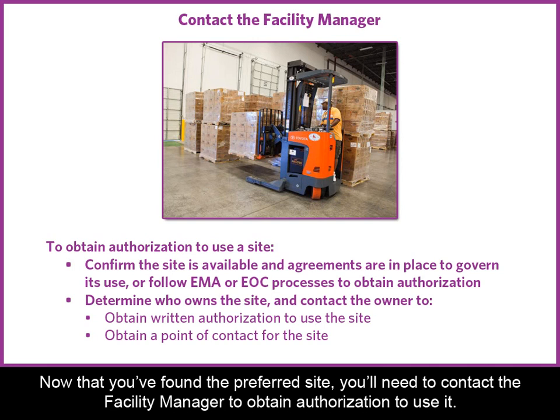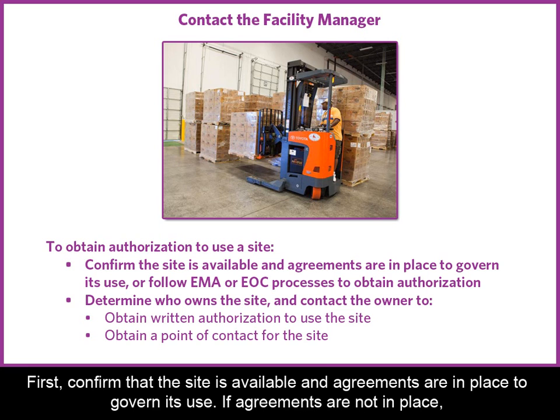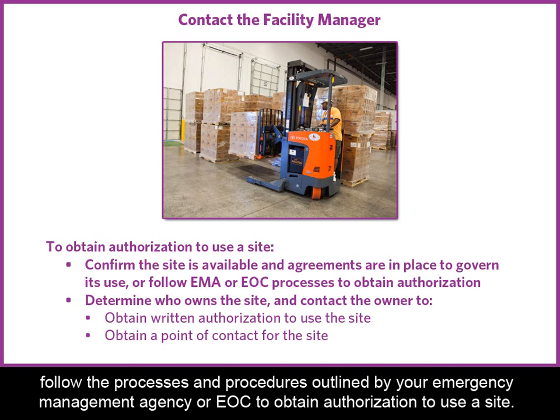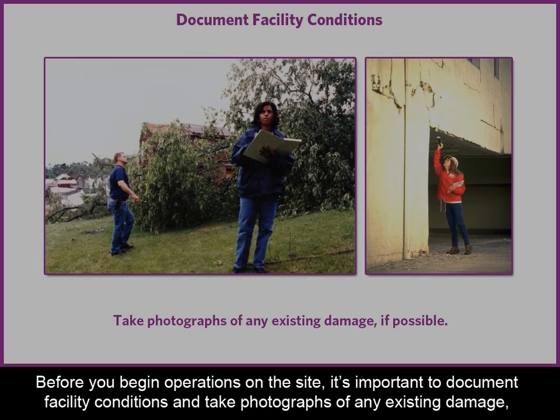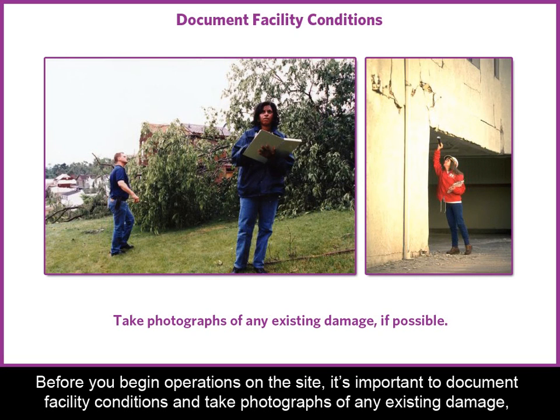Now that you've found the preferred site, you'll need to contact the facility manager to obtain authorization to use it. First, confirm that the site is available and agreements are in place to govern its use. If agreements are not in place, follow the processes and procedures outlined by your Emergency Management Agency or EOC to obtain authorization to use the site. Before you begin operations on the site, it's important to document facility conditions and take photographs of any existing damage if possible.